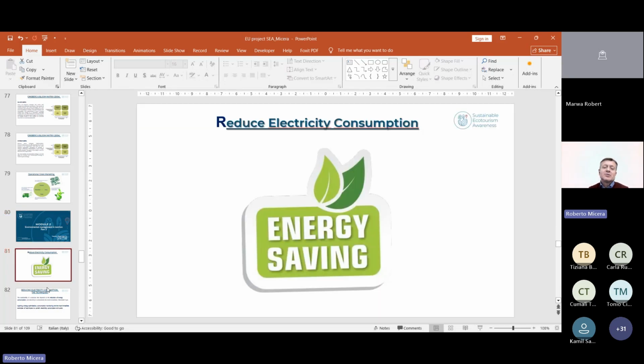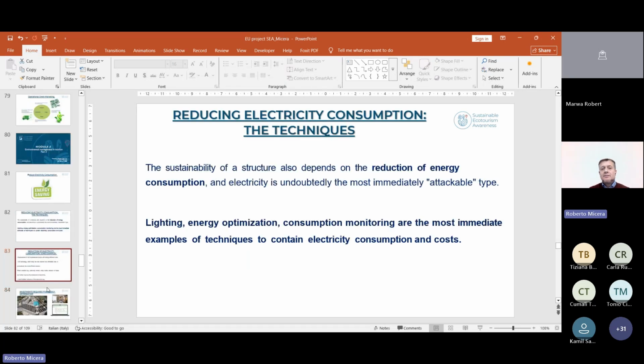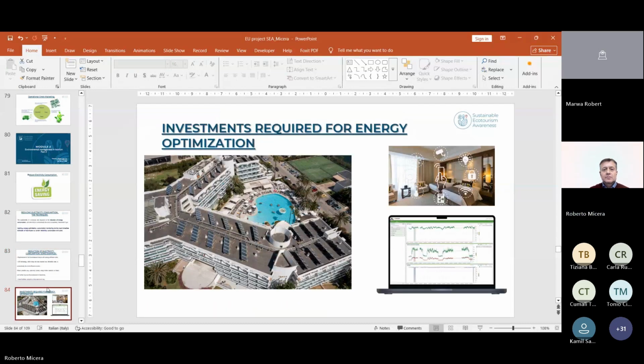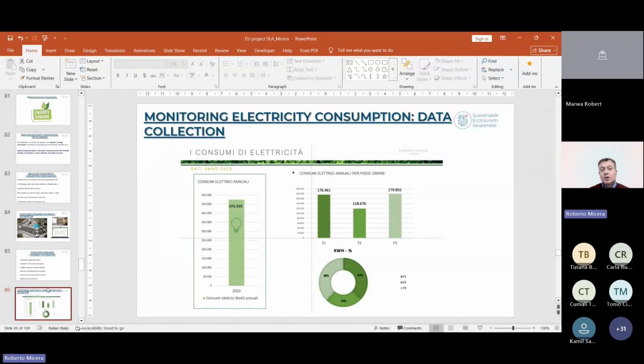For a hotel, it's important to act on energy saving, and these are the suggestions to reduce electricity consumption: control the electricity consumption with a dashboard and through a data collection system.